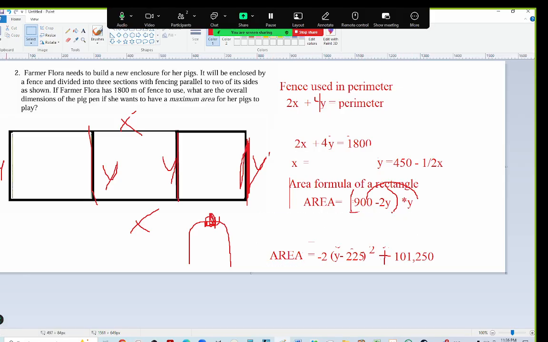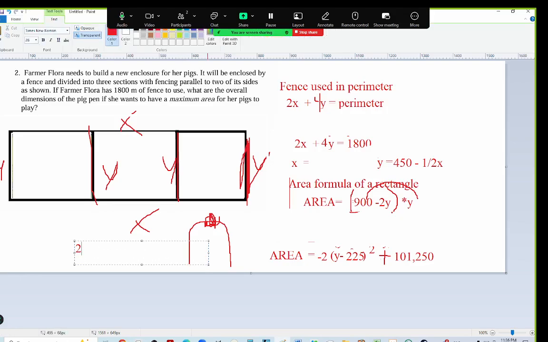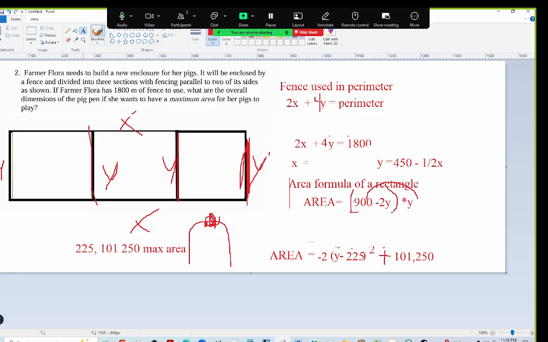The vertex is 225 and 101,250. What does the 101,250 represent, you think? What's the y over here in this case on the left side? I know there's a y in it. Just pretend that's just x. It doesn't matter. Y is always the thing on the left. So what does y represent in this case? The area. So what does this number represent if this is the vertex? The max area, because it's the maximum point of the vertex. Okay. What do you think this represents? Be careful here. It all has to do with the letter we used here.